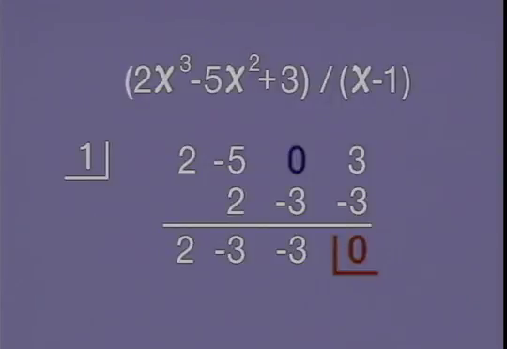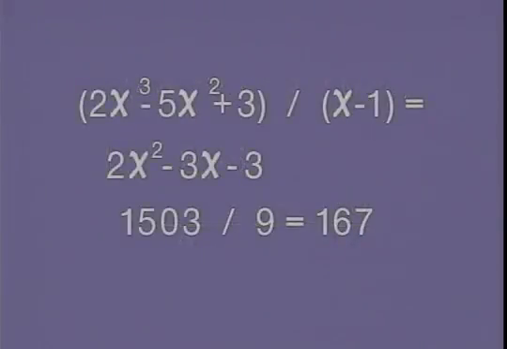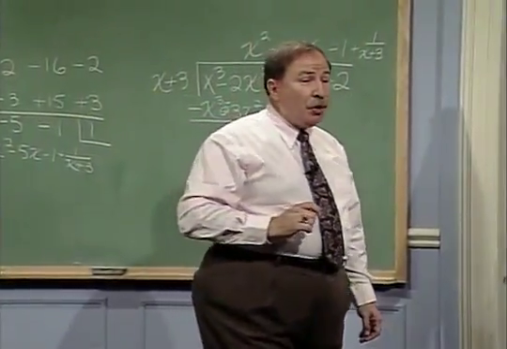Why is that remainder in red? Let's talk about that after we once again discuss what our answer is. Our answer is that if 2x cubed minus 5x squared plus 3 is divided by x minus 1, we get 2x squared minus 3x minus 3. That's our answer. And of course, there's no remainder. Now let's talk about what the remainder of 0 means.